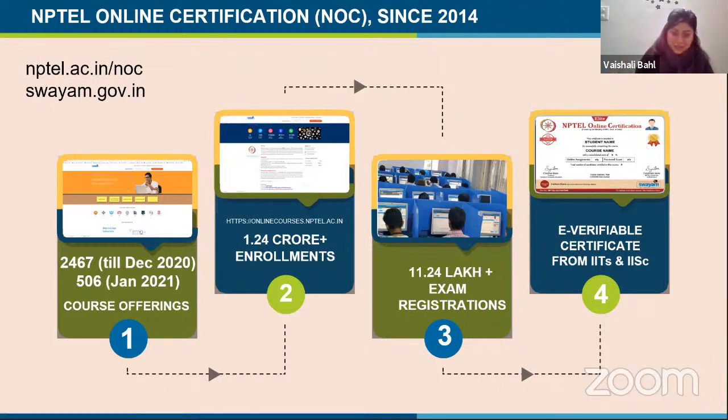You can see the medal also on your screen. It's the category in which the learners are divided based on the score that they attain. It's gold, elite, silver medal, or successfully completed, or they have come into the topper list. We have toppers of 2% and 5% that are listed for each and every course. So you get an e-verifiable certificate from the IITs and IISc.